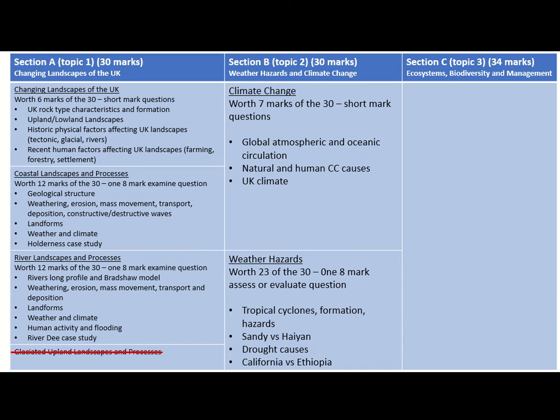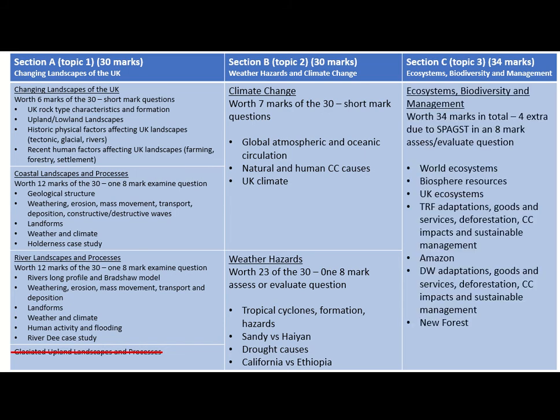Okay, so that's section B. Now the last part, section C, only has one kind of question throughout, so it's not divided up. So that entire section is worth 34 marks, with the 4 extra marks being because of spelling, punctuation, grammar, and specialist terms. And they will appear in an 8-mark assess or evaluate question. Again, there is a technique to answer all assess and evaluate questions, so don't panic about that.